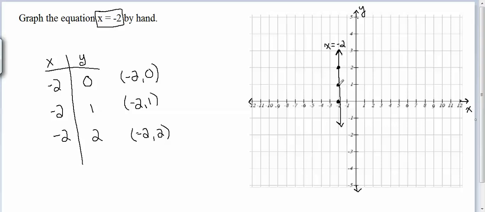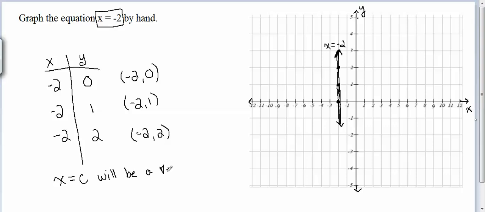So there's something special about this line if you look at it, and if you've done a good job drawing it with a straight edge, which is that this line is a vertical line. It goes straight up and down. That will always be the case when you're graphing an equation that has no y in it. So anytime you have an equation that looks like x equals c, where c is some constant, any number you like, 10, negative 5, negative 7, it will always be a vertical line.